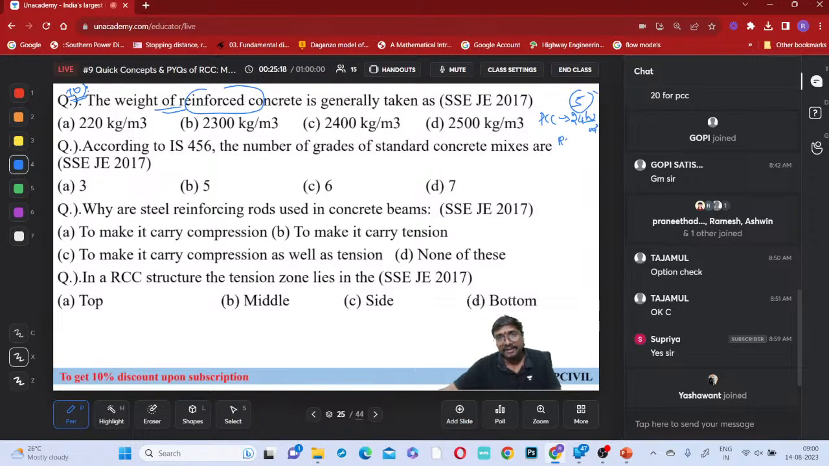And for this RCC, what can you say? 25 kilonewton per meter cube, right? So which one is nearby? Tell me now, all of you, if you just observe. Reinforced concrete is given, which means 2400 is the correct one, or 2500 is the correct one? Right? 2500 is the correct one. We have to take it now.